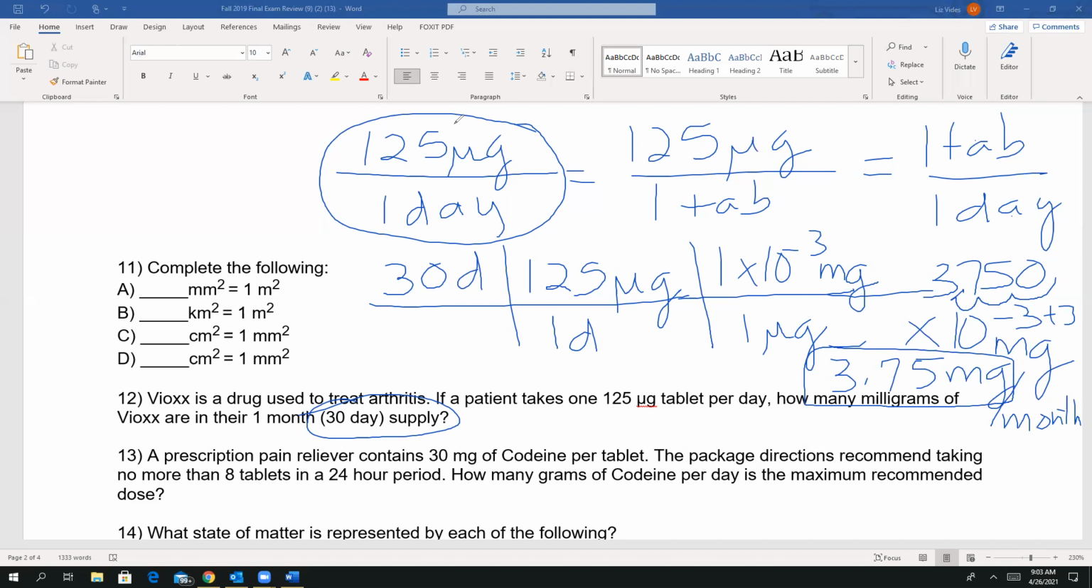Okay, and there you go. So that's how you would do it. Just gotta make sure you realize what they're telling you. See how they're telling you: takes 1 milligram tablet per day. You see that?